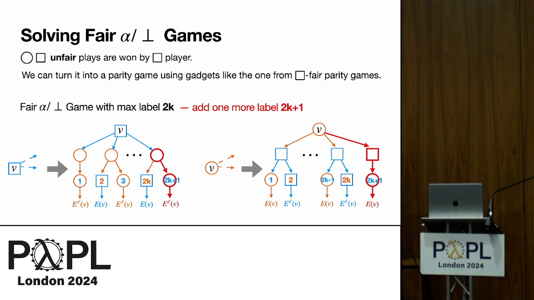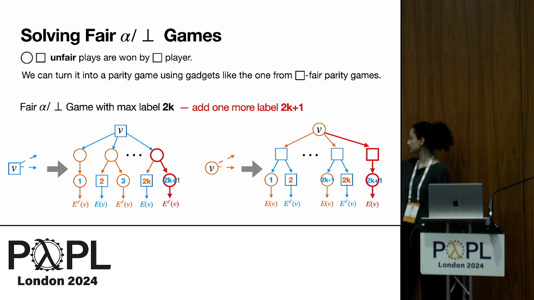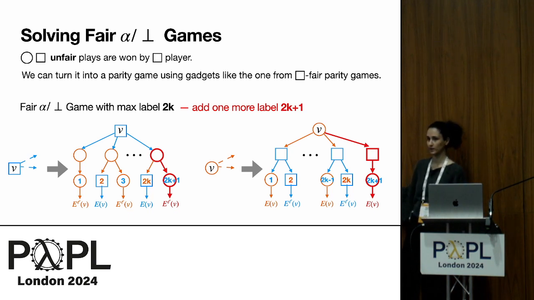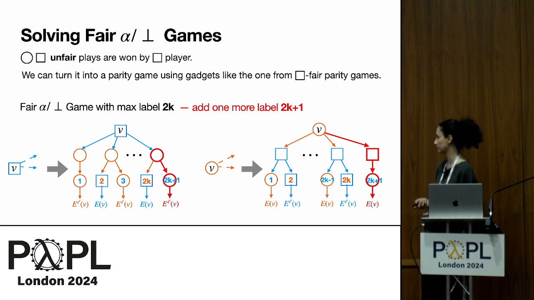So if the square node decides to play unfairly, then it will force the game to see priority 2k. And if the circle decides to play unfairly, it needs to see priority 2k plus 1. So if both of them play unfairly, the play will see priority 2k plus 1 infinitely often, and since this is an odd priority and the maximum priority in the game, this will be won by the square player.